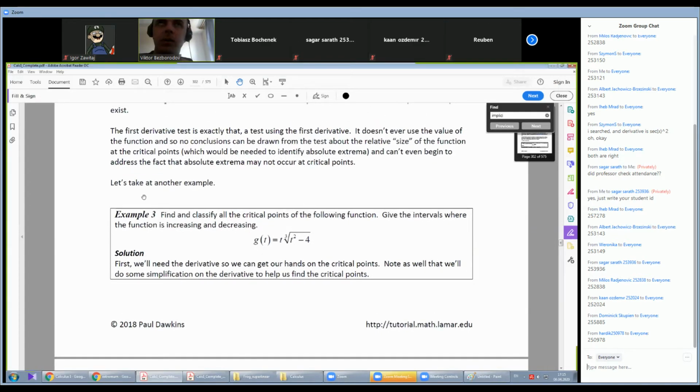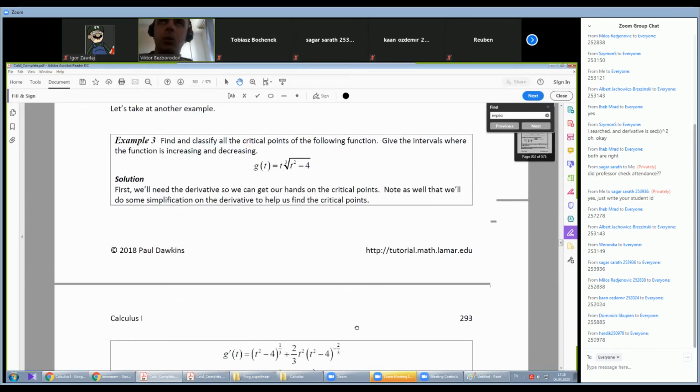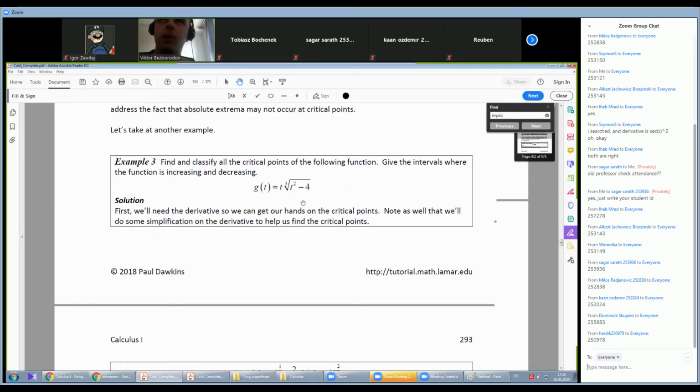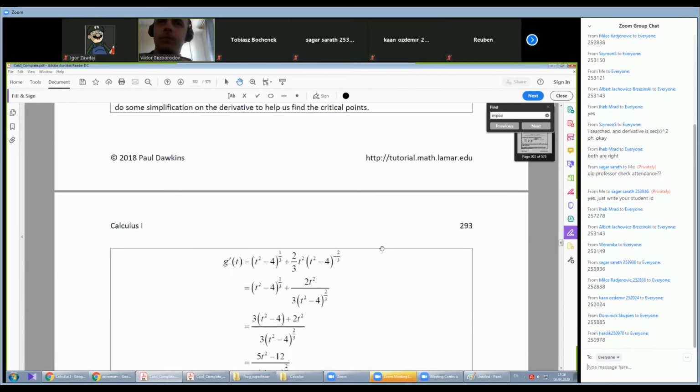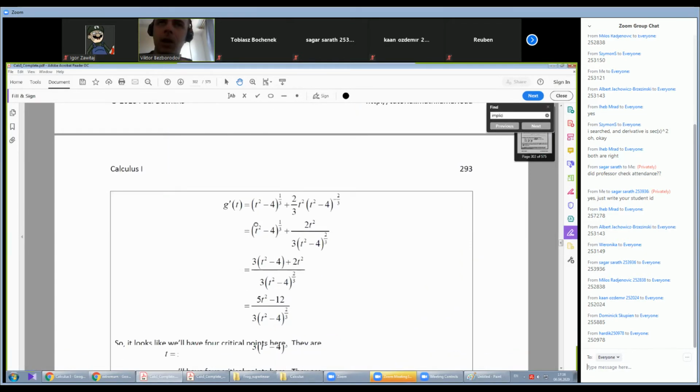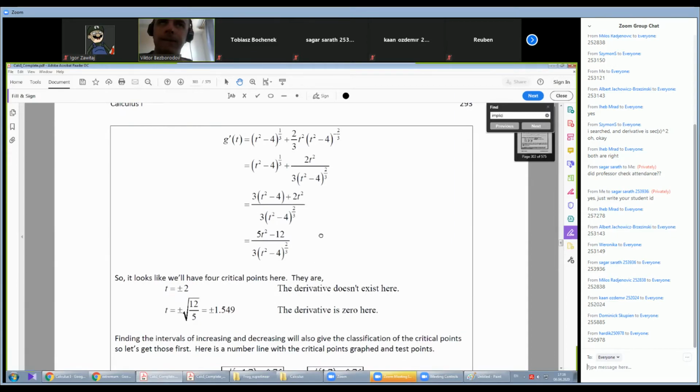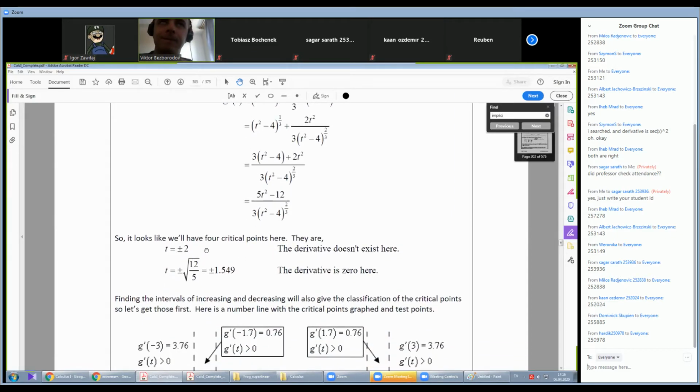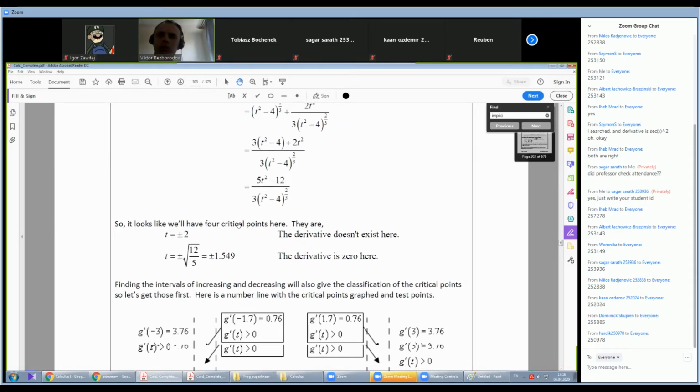Okay, so let us continue this example. Find all the critical points and classify them, and give the intervals of increasing and decreasing. So we'll start by looking for the derivative. This is the derivative. And the critical points are where this is 0 or doesn't exist. So these are the critical points.